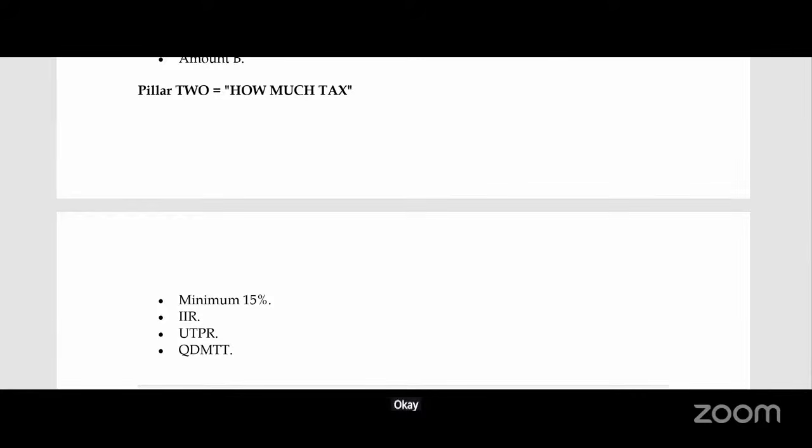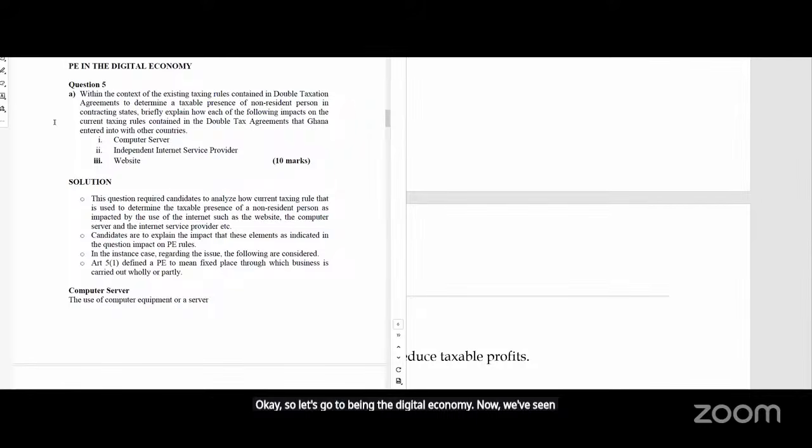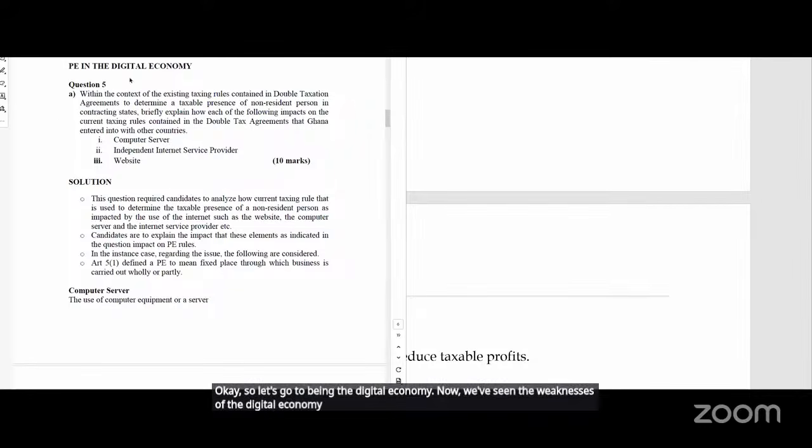Okay, so let's go to PE in the digital economy. Now we've seen the weaknesses of the digital economy. Now let's go to PE in the digital economy, right? When it comes to PE in the digital economy, there are 3 things I need you to understand: computer server, independent service provider, and website.